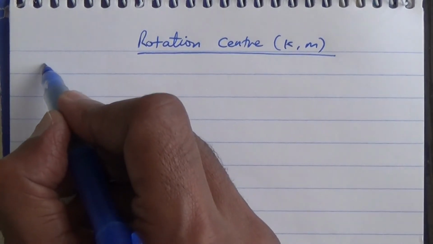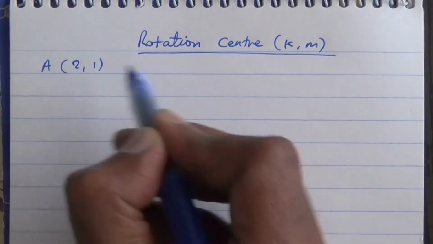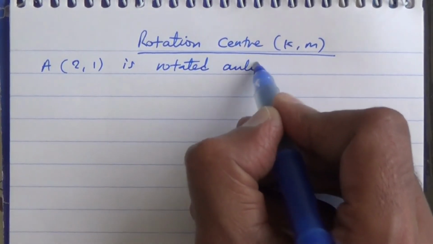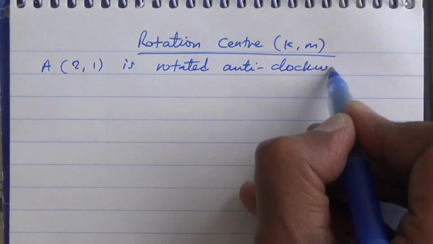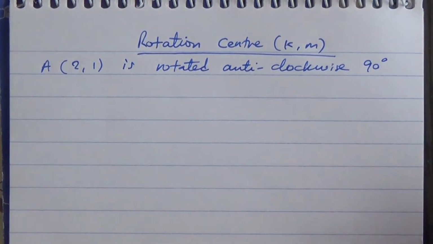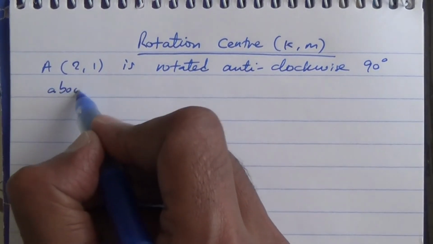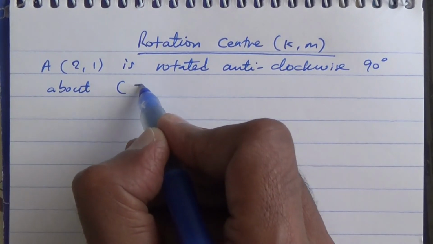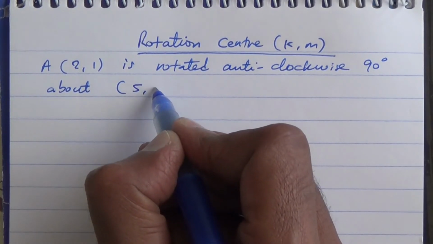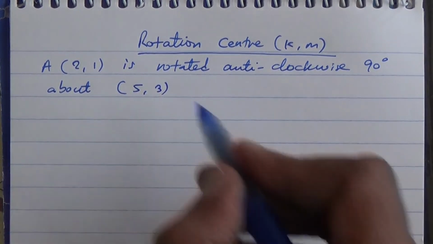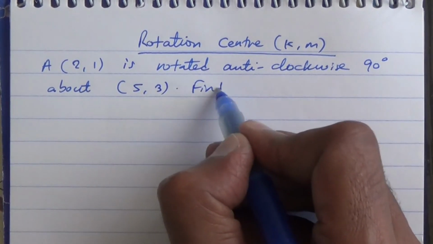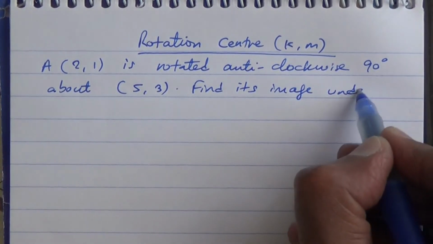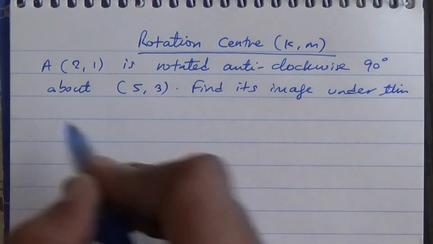Let's just say the point A, 2, 1 is rotated anti-clockwise 90 degrees about, but this time not the origin, about, let's say, 5, 3. And I tell you to find its image under this rotation.